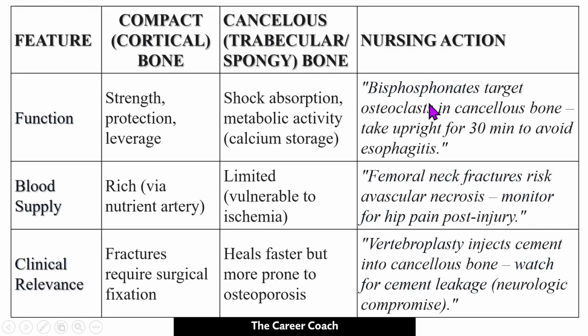What are bisphosphonates? Bisphosphonates are a class of drugs used to treat bone diseases when bone breakdown or resorption becomes too fast, especially in diseases such as osteoporosis and Paget's disease. Examples of bisphosphonates are alendronate and risedronate. Another feature of compact and cancellous bone is blood supply. With regards to blood supply, compact bones are very rich in blood supply via the nutrient artery. Cancellous bone, on the other hand, is limited with regards to blood supply, and it is vulnerable to ischemia.